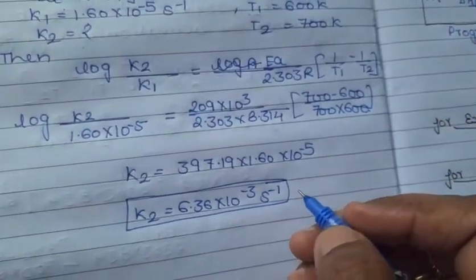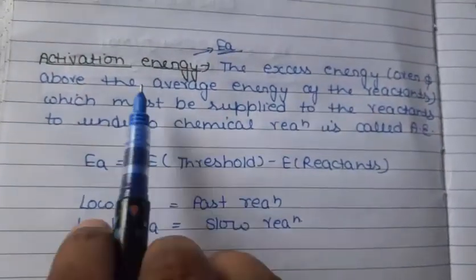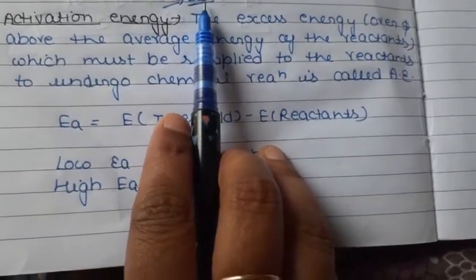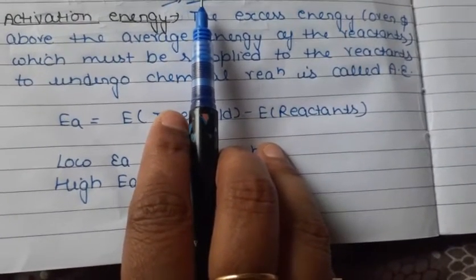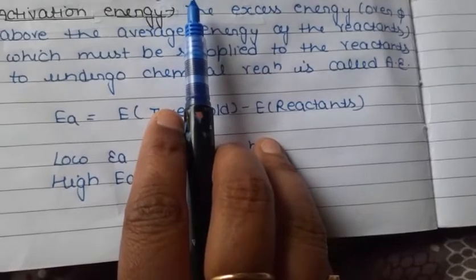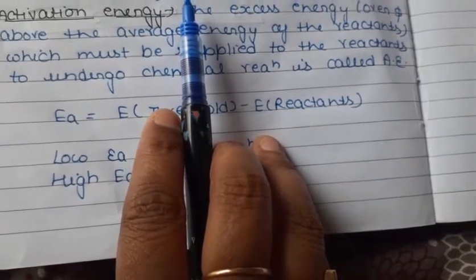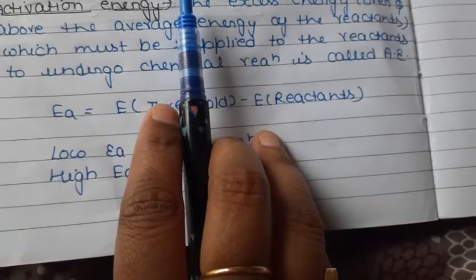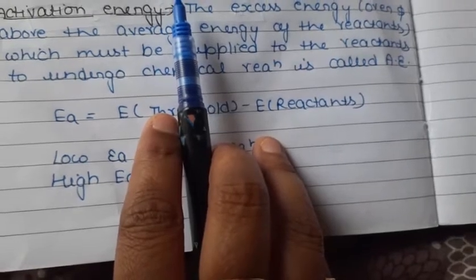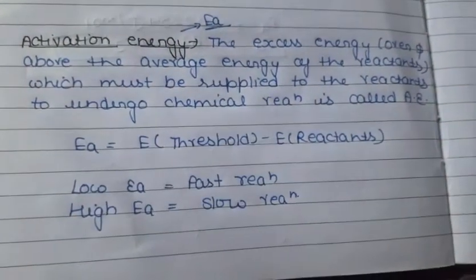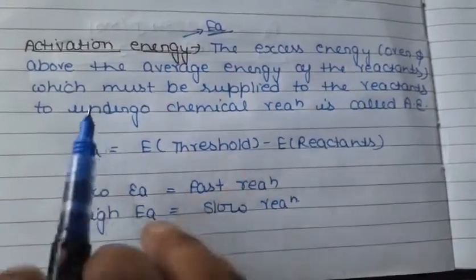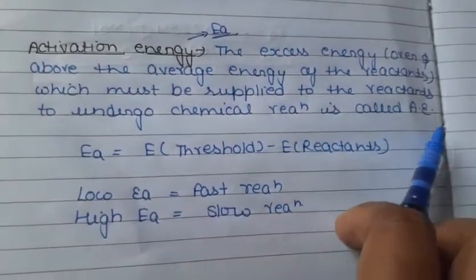Okay students. Friends, the last topic of this chapter is activation energy. You know activation energy is represented by Ea. We are quite familiar with chemical reactions such as burning of coal gas in air, or combustion of carbon, or combination of hydrogen and oxygen gases, which do not occur unless some energy in one form or other is supplied to the reacting system. Thus, some extra energy has to be supplied to the reactants to bring their energy equal to threshold energy. So students, this excess energy which must be supplied to the reactants to undergo chemical reaction is called activation energy.